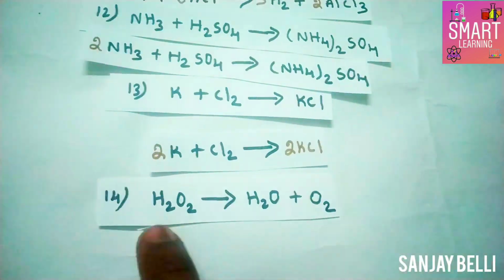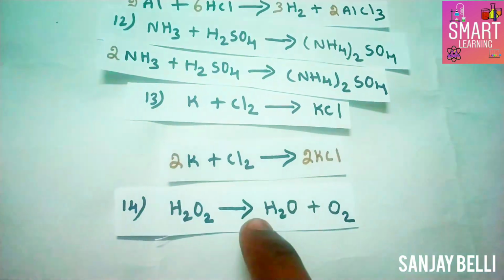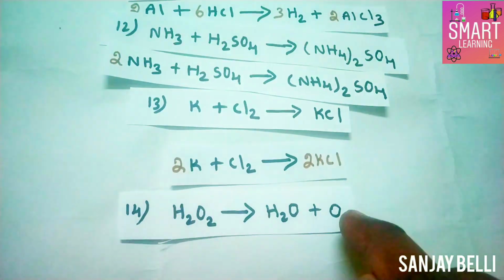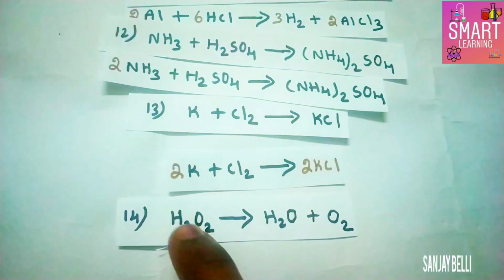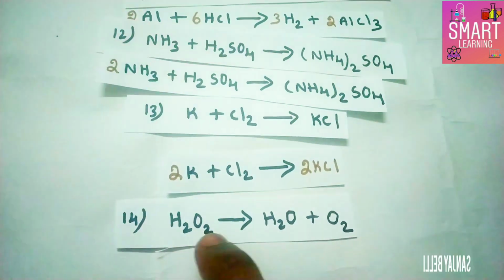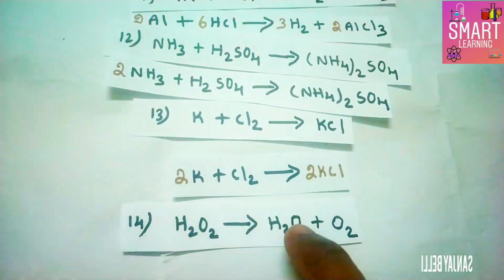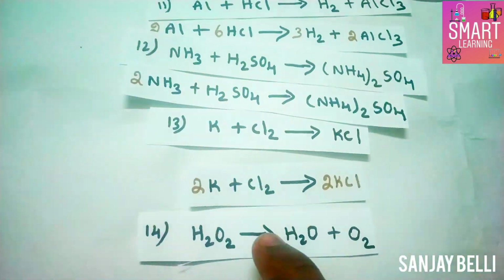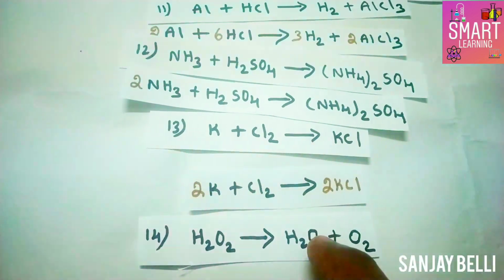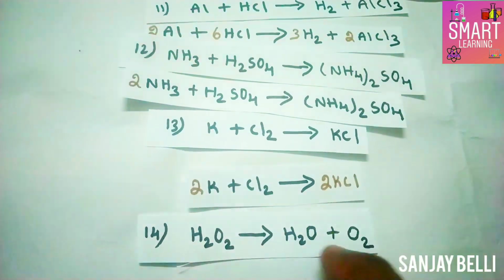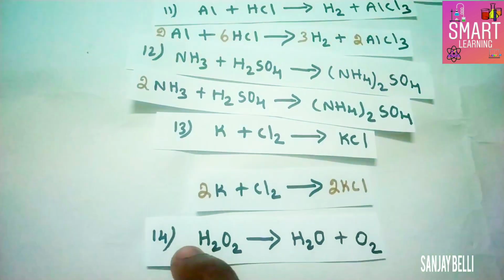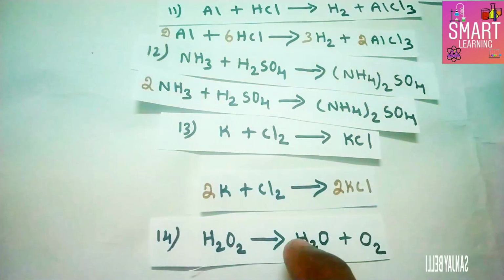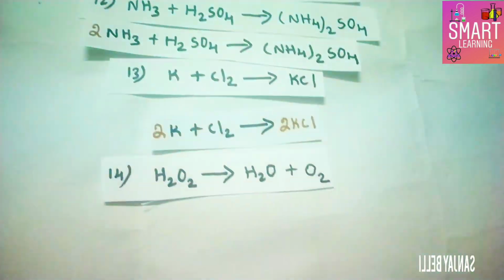The 14th question, H2O2 gives rise to H2O plus O2. So here you can see 2 hydrogens, 2 oxygens, but here 2 plus 1, 3 oxygens are there. So 3, 2 we cannot make now. So if you keep here 2, 2 ones are 2 plus 2, 4 oxygens it will become. Here we can keep 2, 4 hydrogens, here you can keep 2. So it will be balanced.